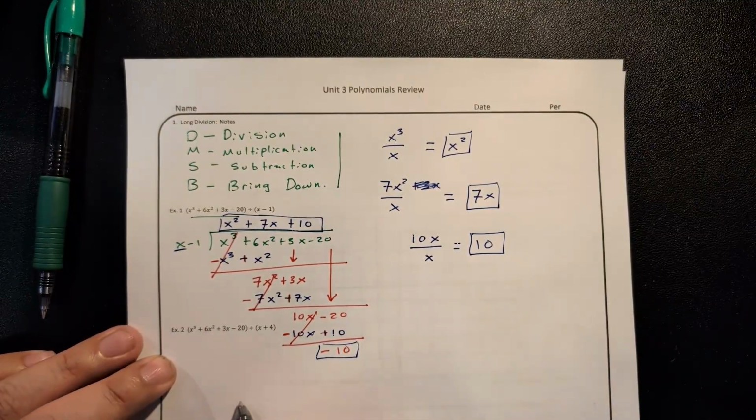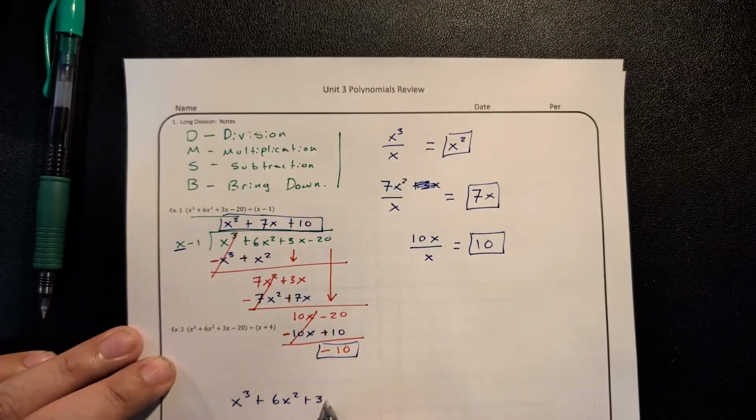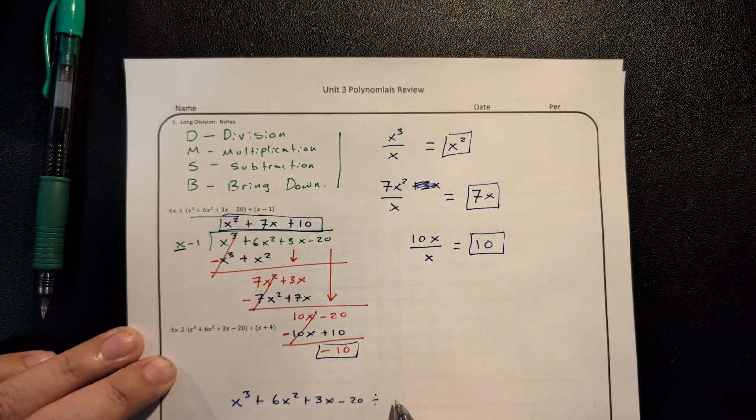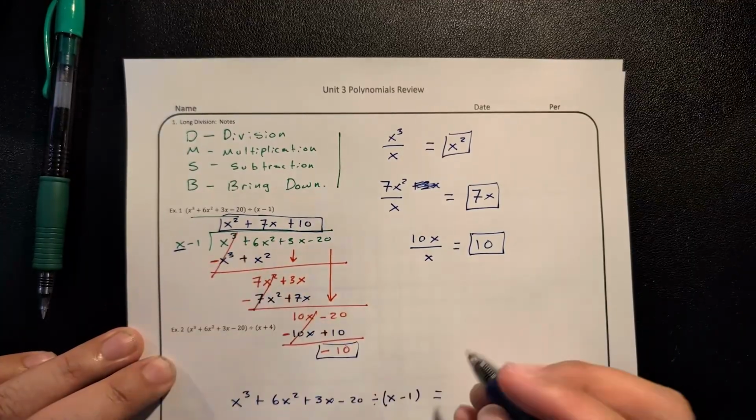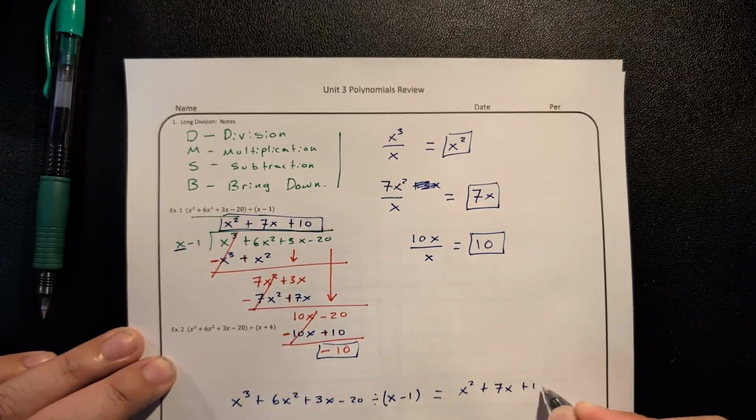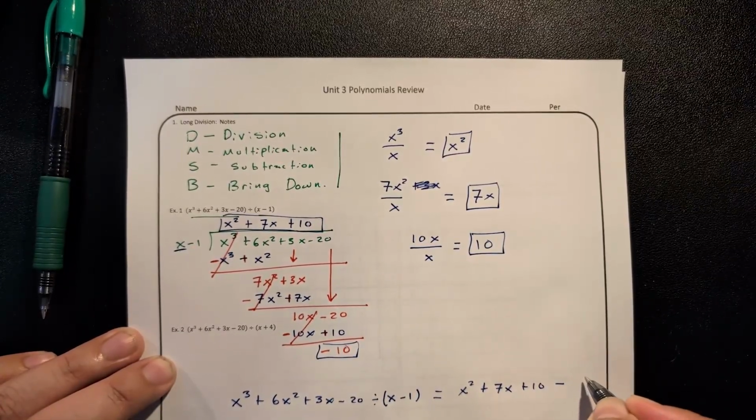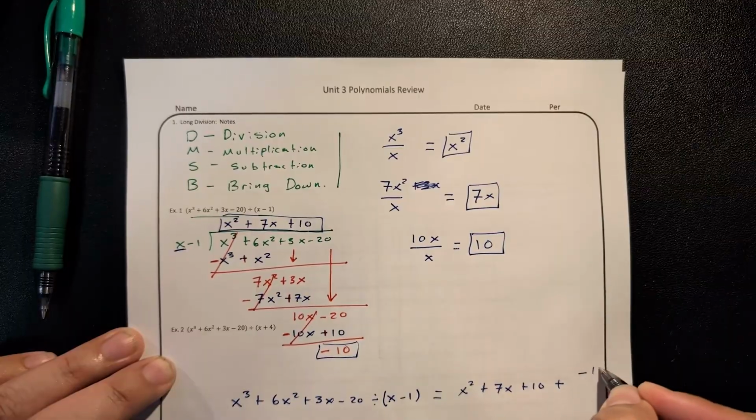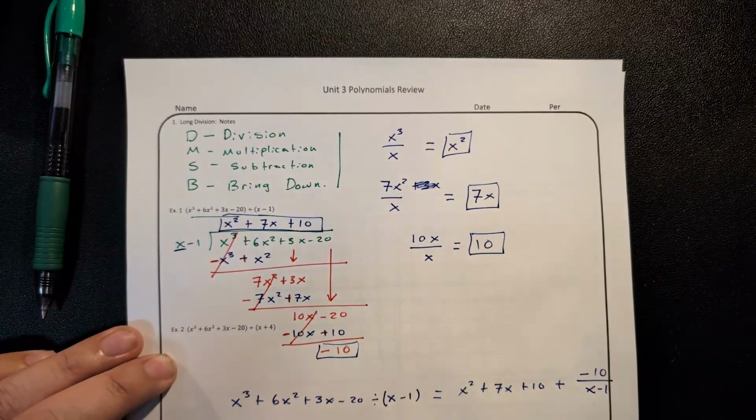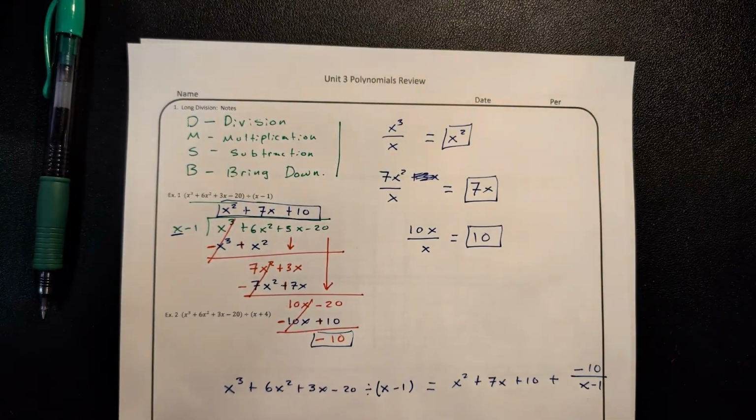So what we're going to have is we're going to write x to the third plus 6x squared plus 3x minus 20. I'm just rewriting the problem. Divided by x minus 1 is equal to x squared plus 7x plus 10 minus 10 over x minus 1. Okay, so that's what we're going to have for that one.